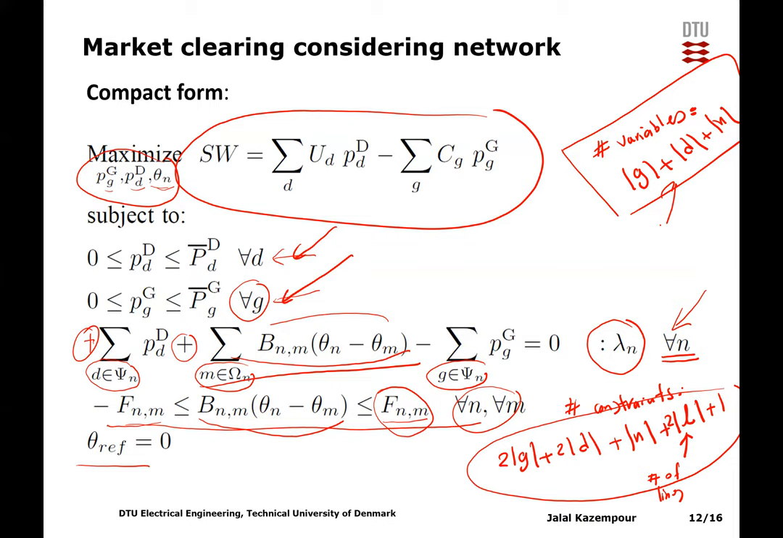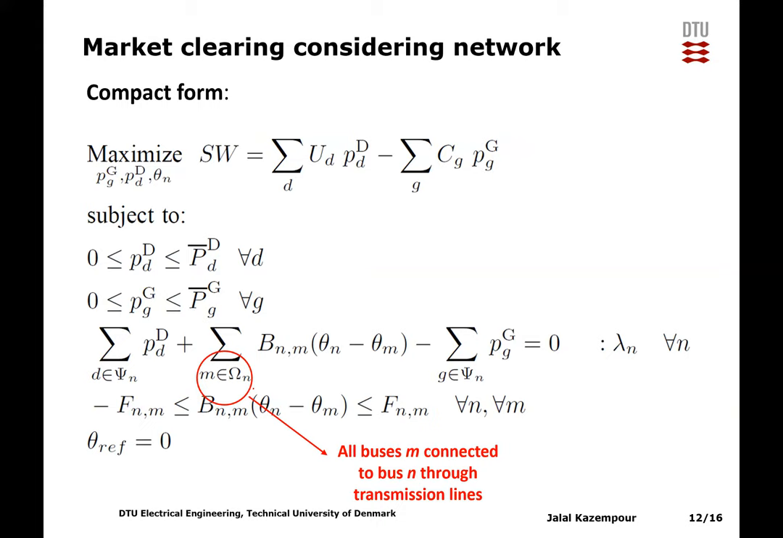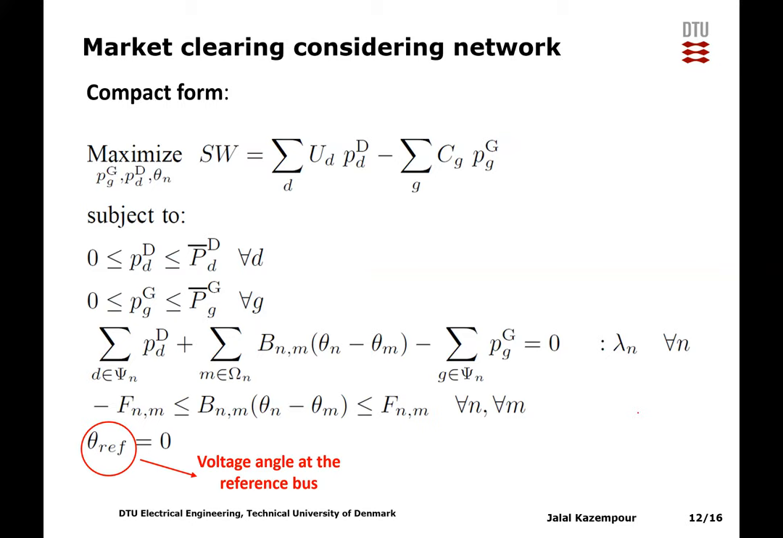Thank you. Let's continue. So as I said, this is all demands at bus N, all buses M connected to bus N, then all generators located at bus N, nodal prices, capacity of line, transmission lines, and voltage angle at the reference bus. So we already talked about that.